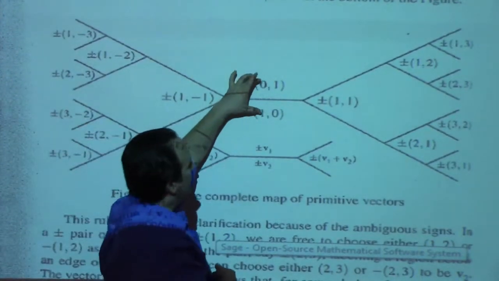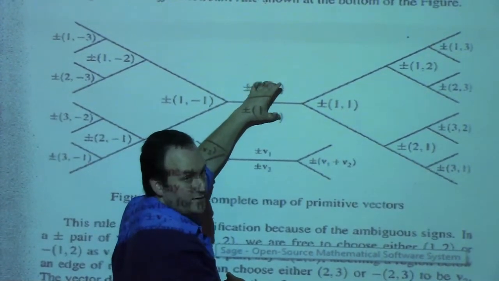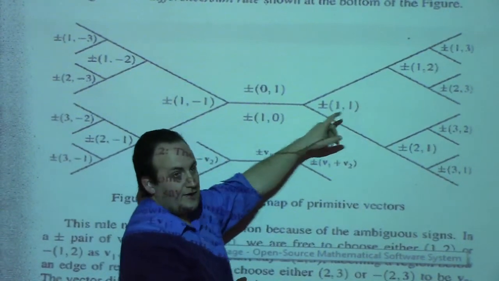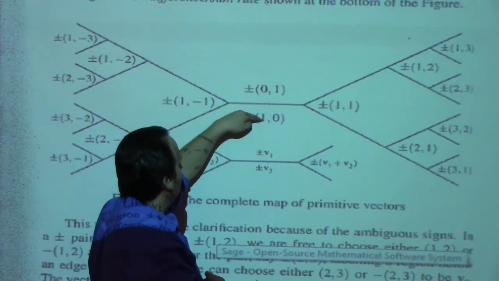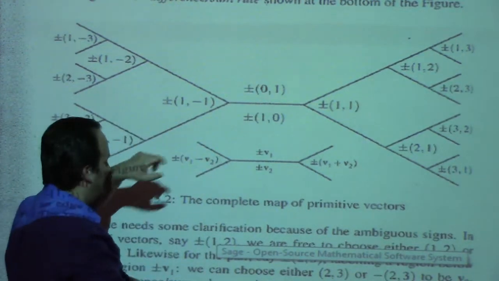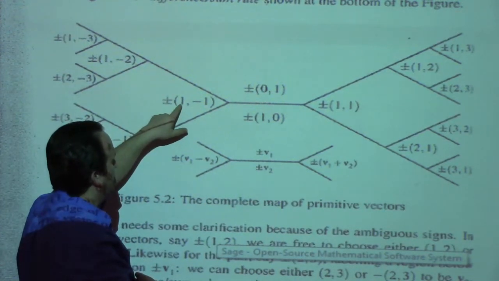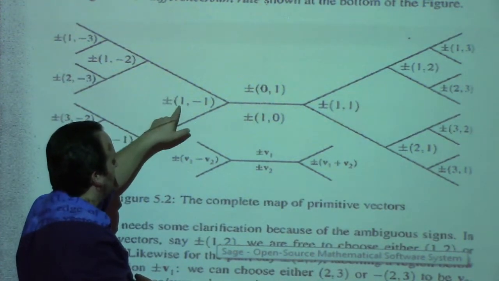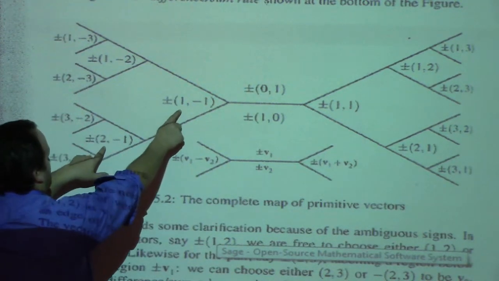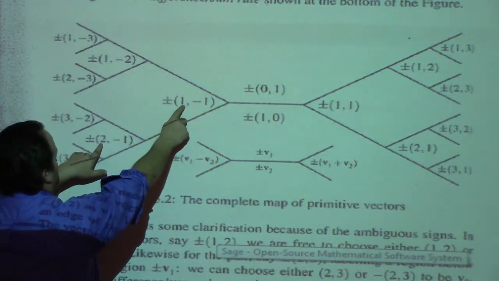If you add these two together, 1 plus 1, I get 1, 1. On the other hand, if I take the difference, I get minus 1 and 1. So we just write it that way, we have a convention. So 1, minus 1. And then if I take, for example, this and this, so 2 minus 1 is 1.